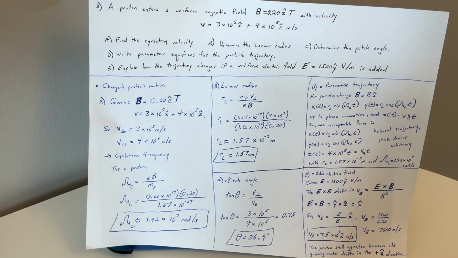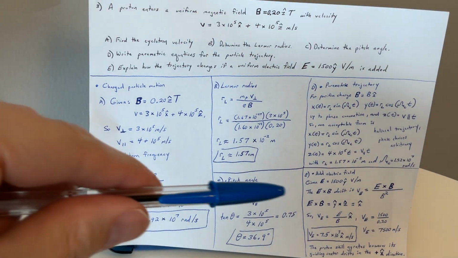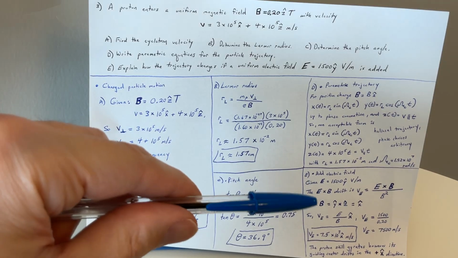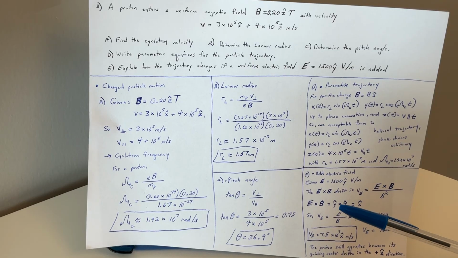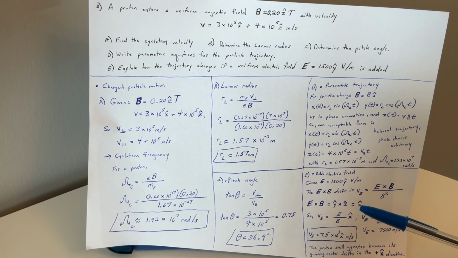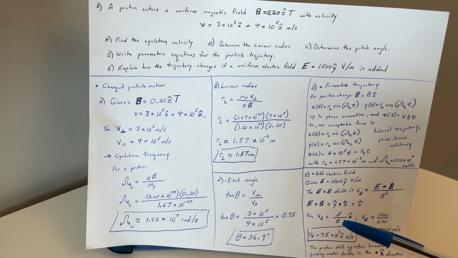So here we go, adding an electric field. Here's what we're given. So what we want to do is take the cross product of E and B, the electric field and the magnetic field, the drift. The E cross B drift is going to be V_E, so V_E is the cross product of E and B over B squared. And here's the nice thing, the cross product of E and B is just going to be Y hat cross Z hat. That yields X hat.